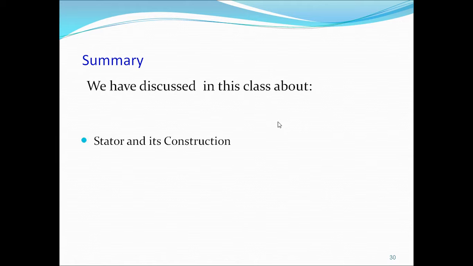So what did we cover today? Today we covered the stator and its construction, and types of rotor and their construction. What does the stator contain? The stator is a stationary part. It contains the stator frame, stator core and the stator winding. What is the purpose of the stator frame? It is the outermost part of the machine and it is made with cast iron or cast steel. Its main function is to give mechanical support to the entire machine.